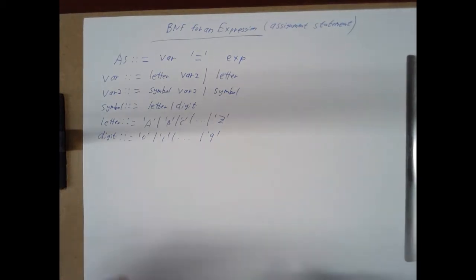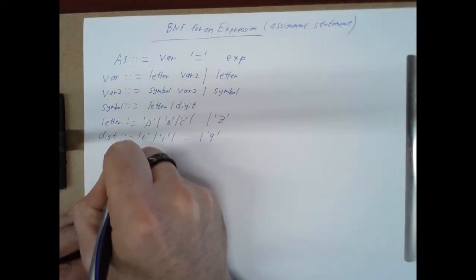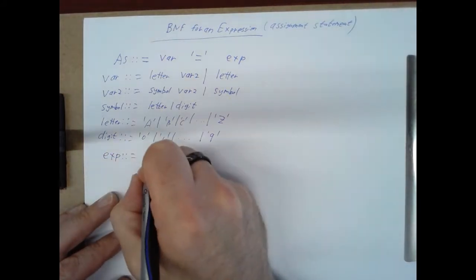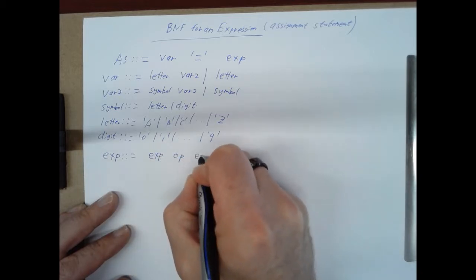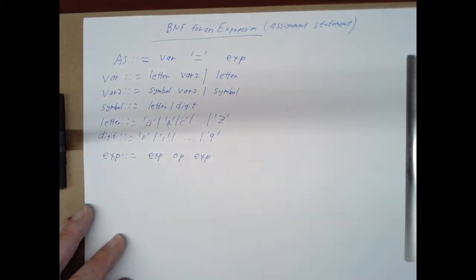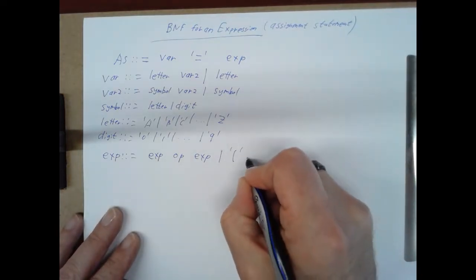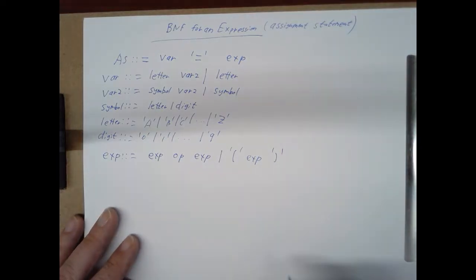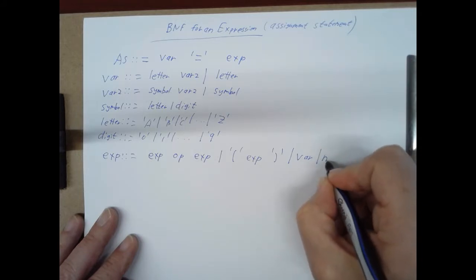And it's actually really easy to do with this approach. So try this. An expression is an expression followed by an operator, followed by an expression, or a parentheses followed by an expression, followed by a closed parentheses, or a variable, or a number.